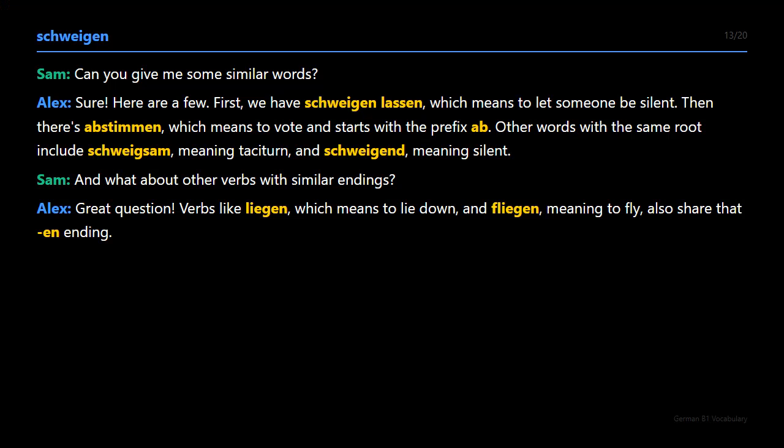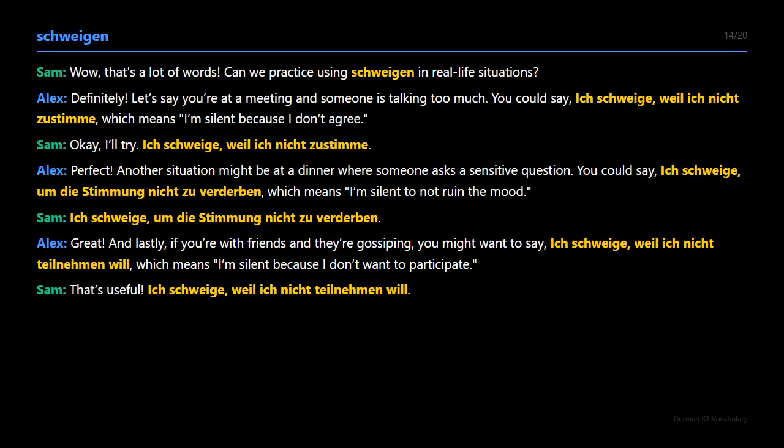And what about other verbs with similar endings? Great question. Verbs like liegen, which means to lie down, and fliegen, meaning to fly, also share that ending. Wow, that's a lot of words. Can we practice using Schweigen in real-life situations?